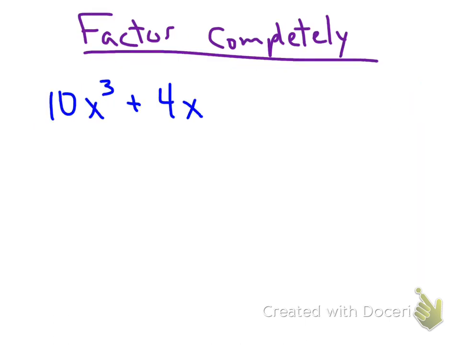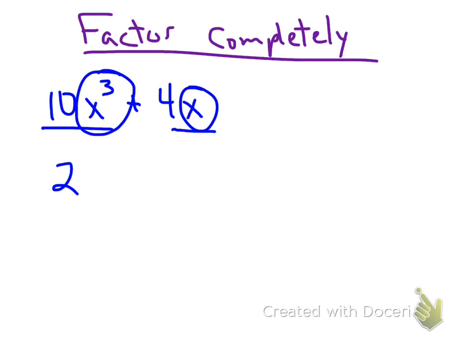And one last one. Okay, hopefully you have solved it now. There is a common term to both of these now, not just a number, but also with x's. So the largest number I can take out of 10 and 4 is a 2. But since this is an x cubed and here is an x, I can take an x out of both terms.